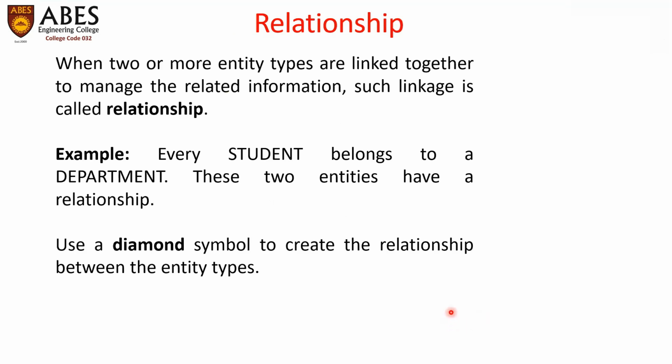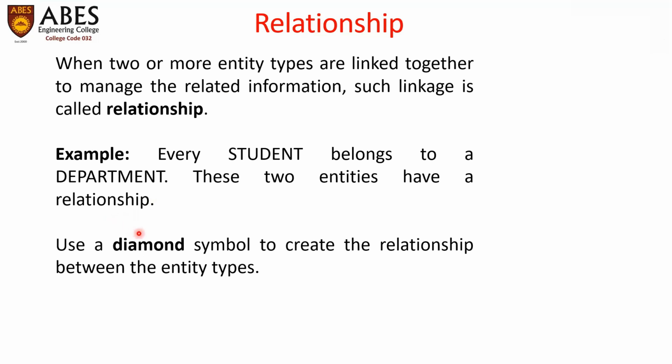Next, we have studied about entity. We have studied about attributes. Next, we'll study about relationship. Two or more entities need to be related. If we need to associate two or more entities with each other, then we make a relationship. When two or more entity types are linked together to manage the related information, we need a relationship for it. For example, I have a student and I have a department. These are two entities. These two entities need to be connected. They need to be associated with each other. So I need a relationship for it.